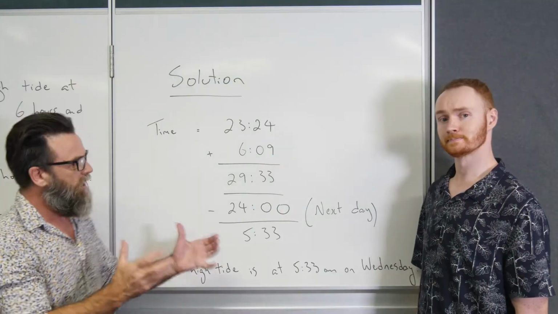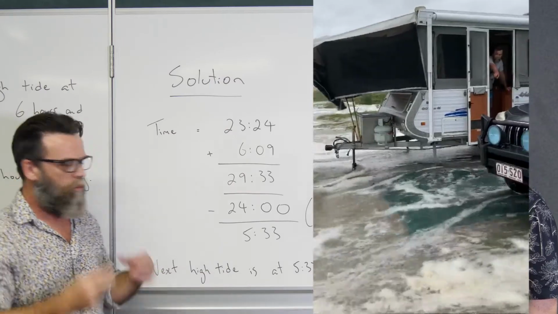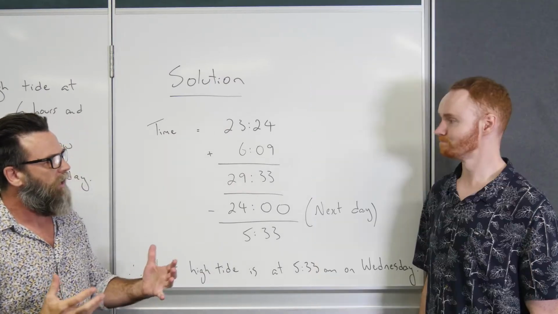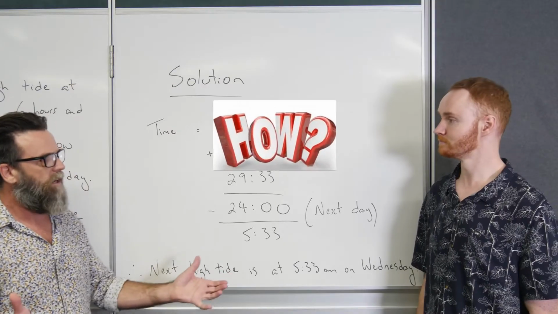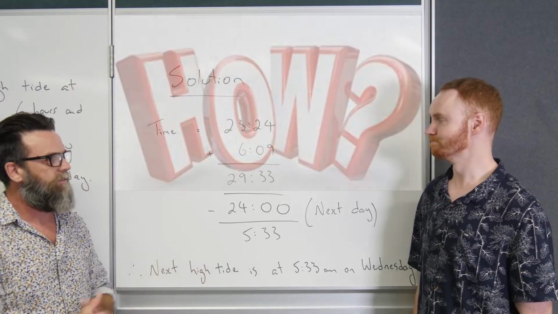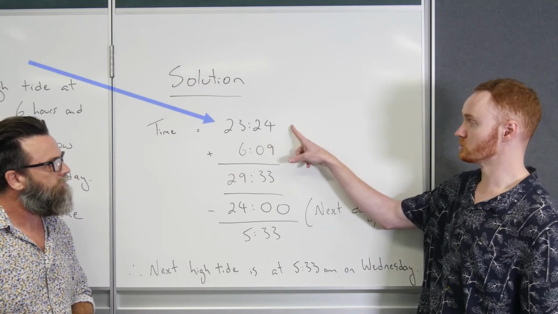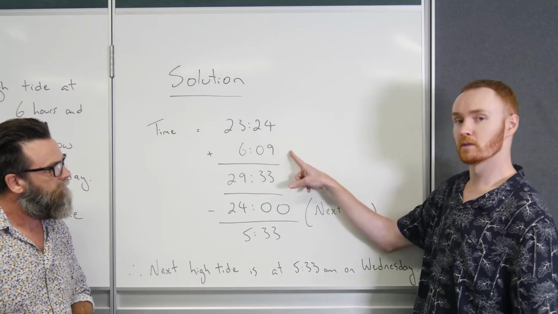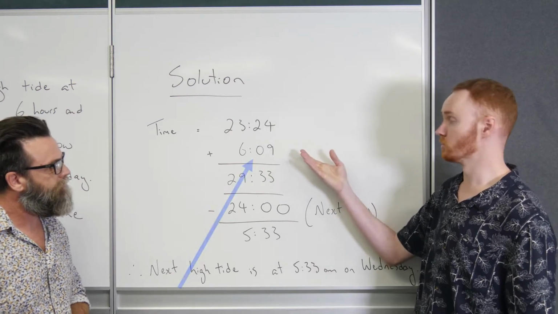Okay, so Mr. Savage, given that scenario, up the beach, 2324 hours, we need to get out by the time high tide comes. We know high tide's coming in 6 hours and 9 minutes. How can I work out what time that actually is? Well, I'll take the time of that current low tide, 2324, and add on the time that we know is going to be between that low tide and the next high tide, the 6 hours and 9 minutes.